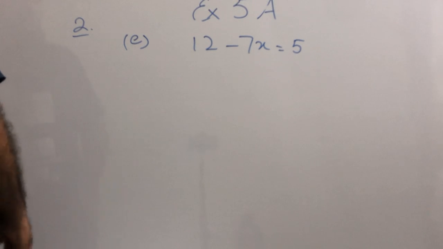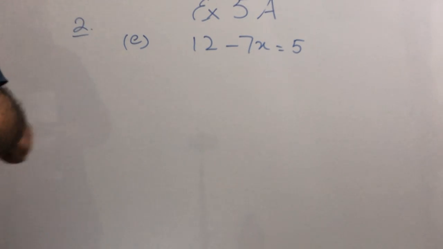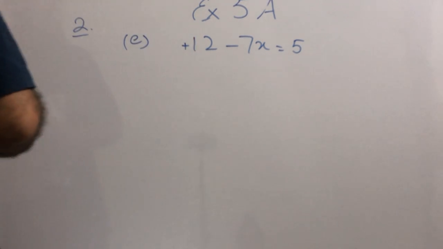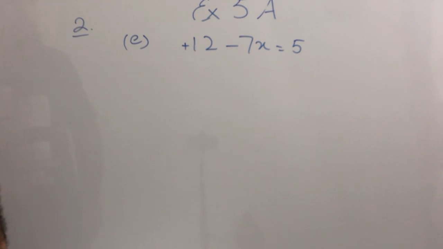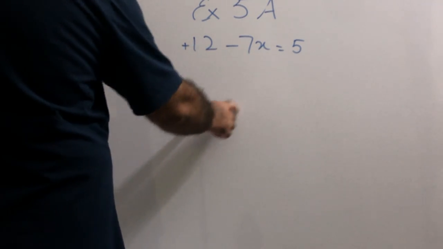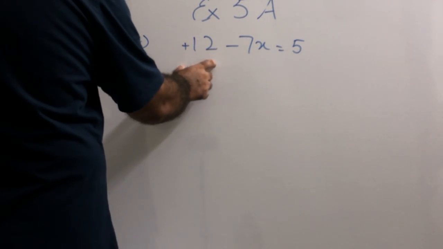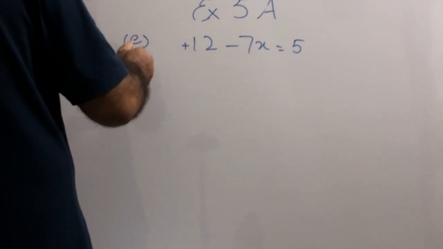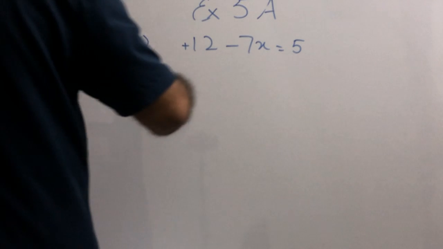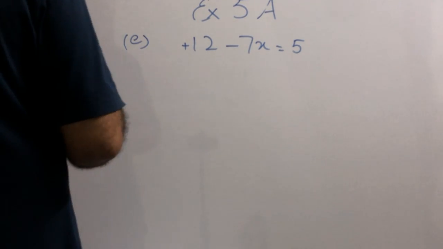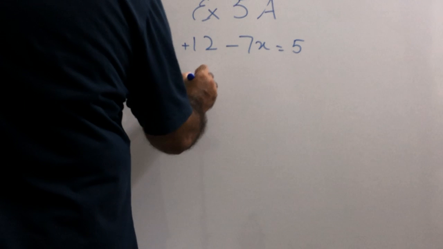So what to do is, just focus. 12 means it is plus 12. It is positive. Okay. So if something is positive with this one, we need to remove this first. If it is positive, we need to subtract 12 from both sides. Then we can get rid of plus 12. So do minus 12 on both sides.